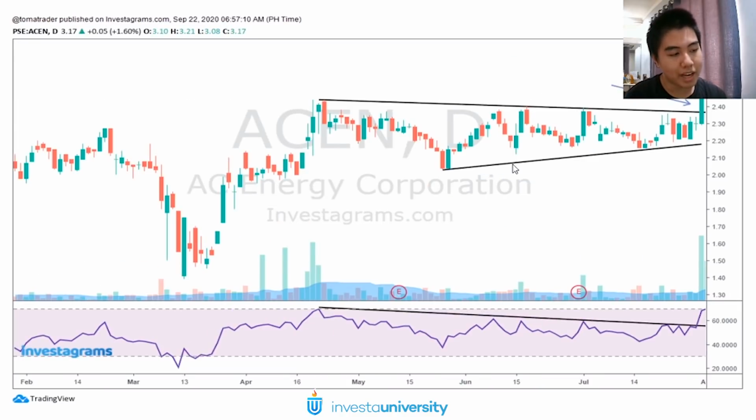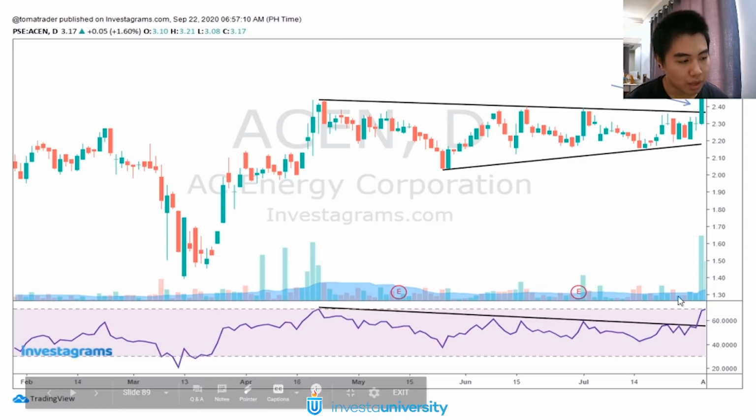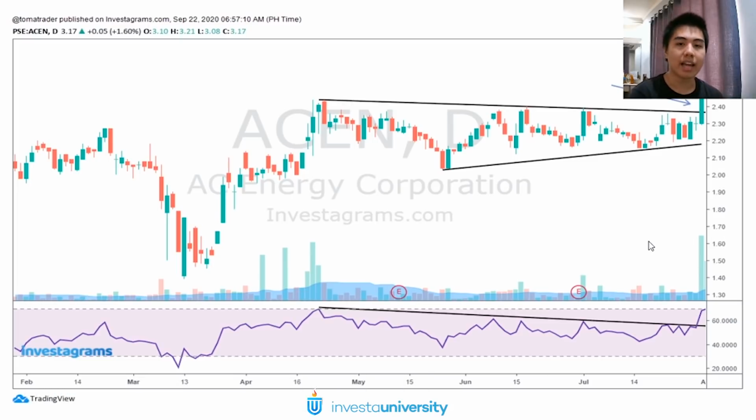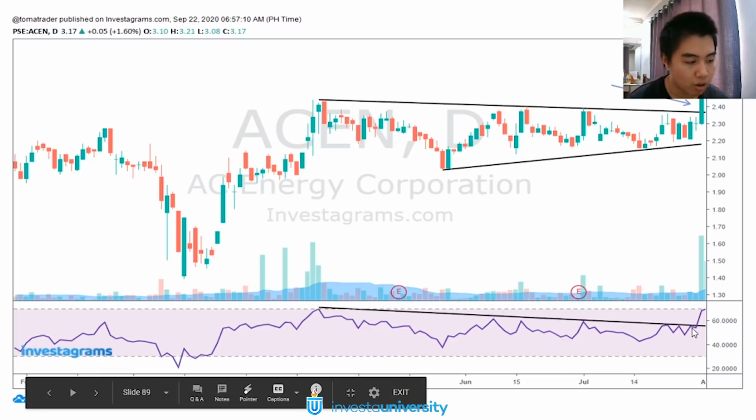Here's another example. We have ACE-N, a very recent example. So ACE-N, 'di ba, we have a consolidation, and then we have a breakout, right? And then we have above average volume. What else can indicate na potentially baka magka-big move na to? You can also check the RSI. RSI also broke out of its own downtrend line and nag-RSI 70.